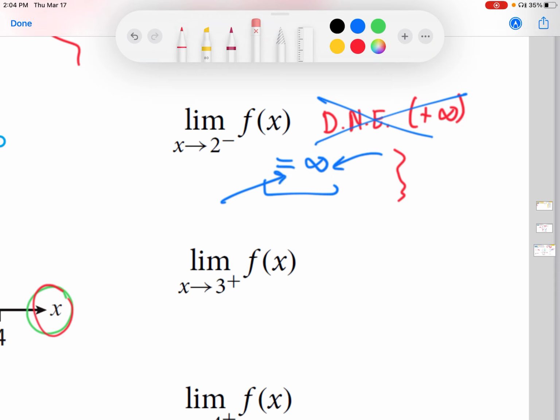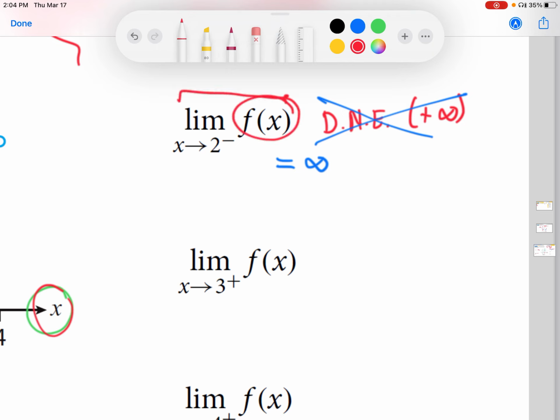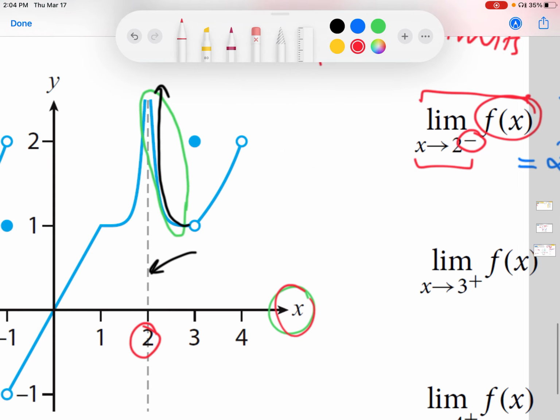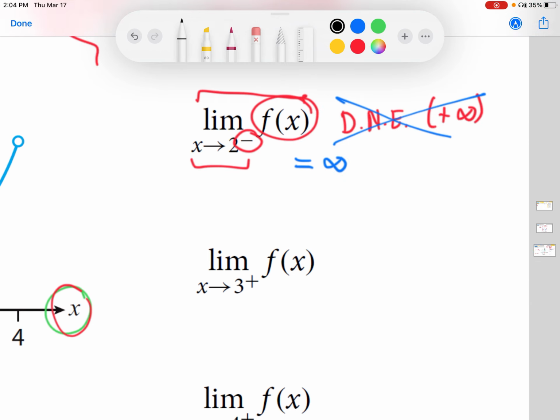But I prefer to just call it what it is, right? The idea of a limit is what are the y values, the f of x values, tending to as x approaches this number from a specific direction. For this graph, the answer is the y values are just racing off to infinity. So there is no number that the y values are approaching, right? So this limit does not exist.